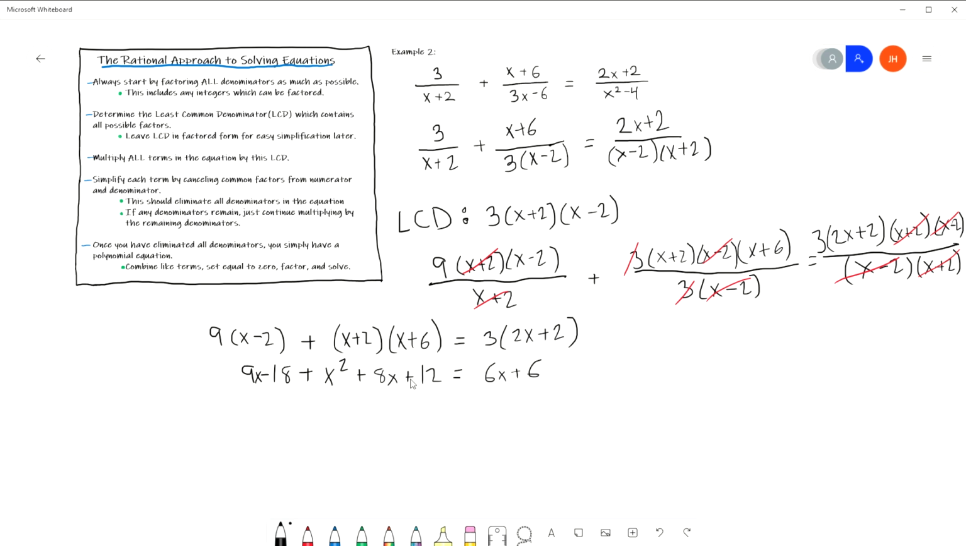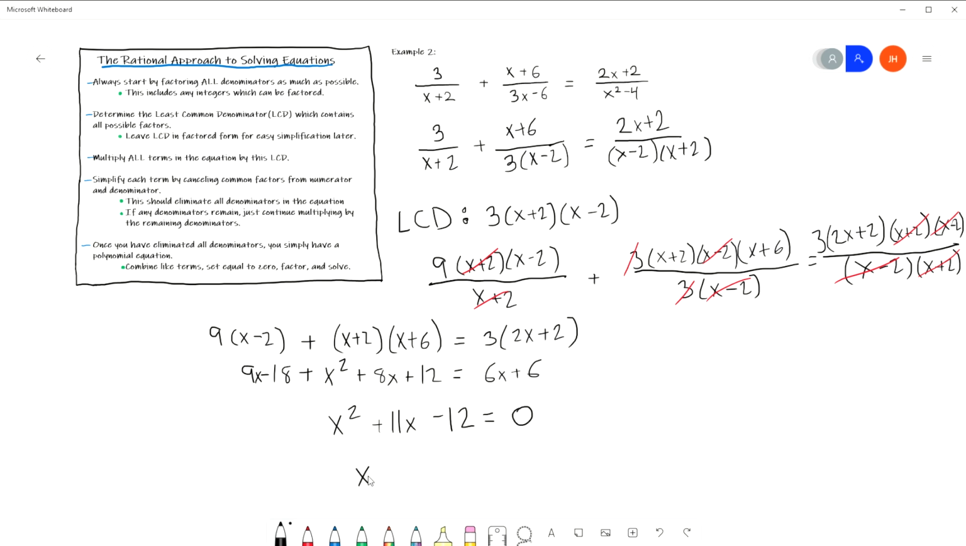I'm going to go ahead and move these guys over, combine my like terms, and get it equal to 0. So I'm left with 1x squared term. I have 9x plus 8 is 17, minus the 6 is 11x. I have negative 18, plus 12 is negative 6. This 6 is going to subtract over, so negative 6 minus 6 is negative 12. And it equals 0. Let's go ahead and factor that.